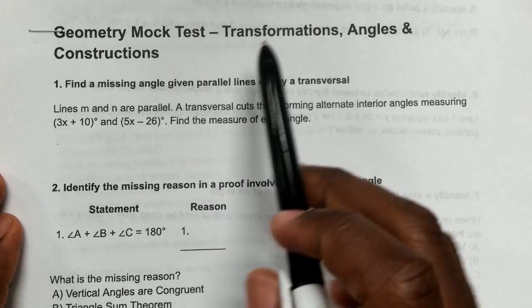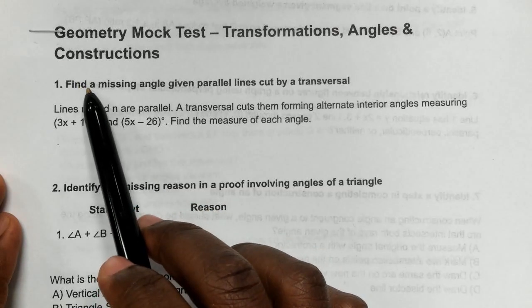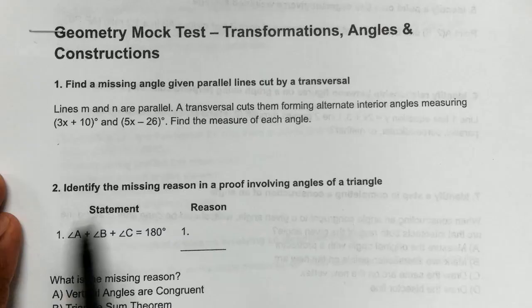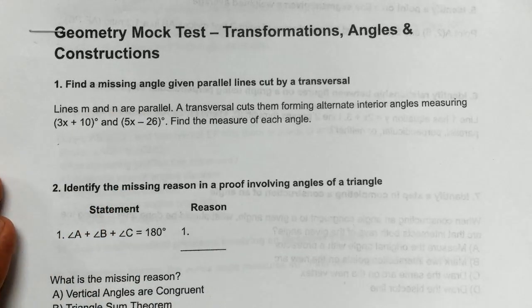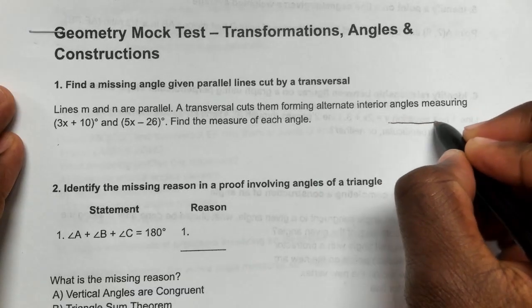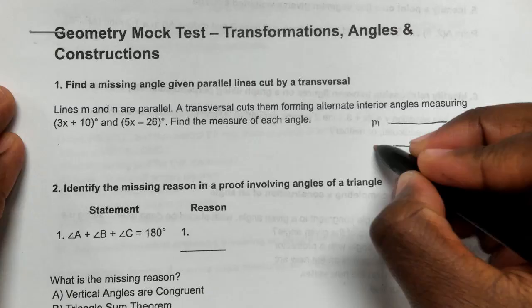Geometry mock tests, transformations, angles, and constructions. So the first question says we're trying to find a missing angle given parallel lines cut by a transversal. It says lines M and N are parallel. So I'm going to draw a small sketch of that. They're parallel, so that means there are two lines going in the same direction, but they never meet. Okay, so this will be M and N.